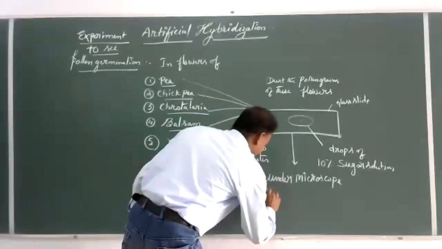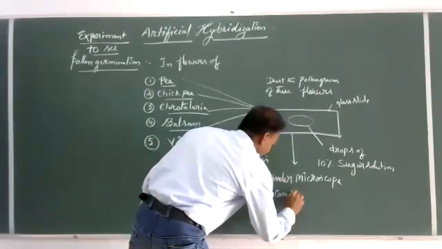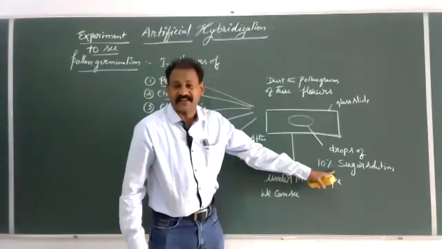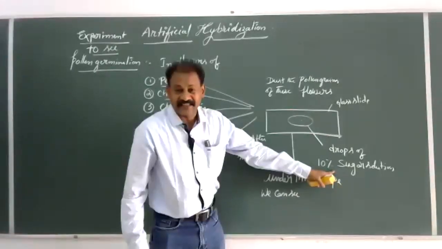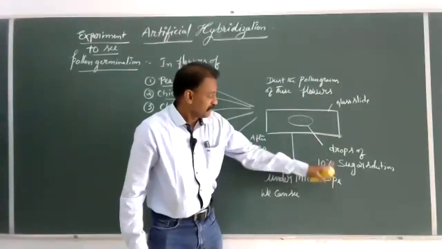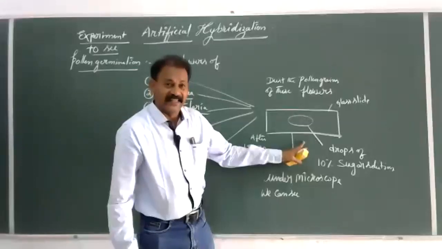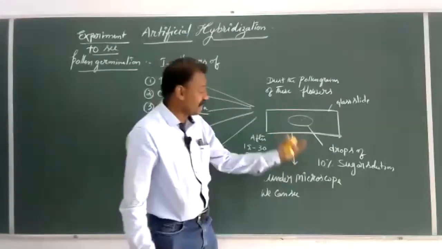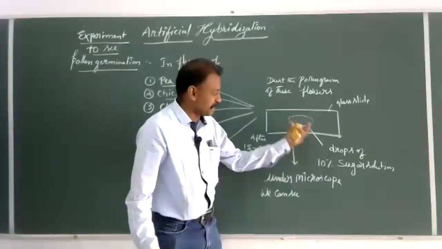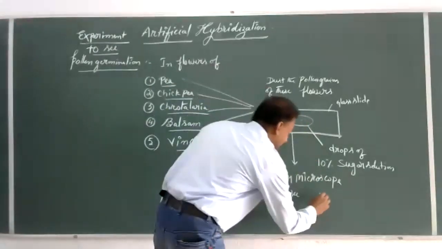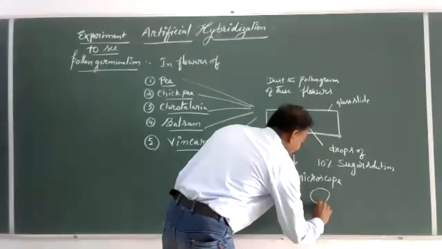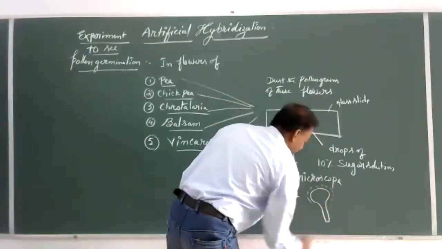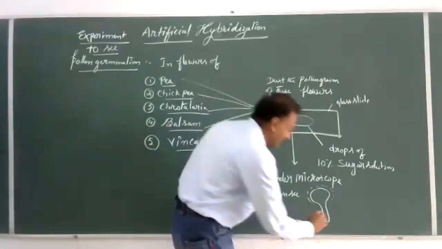We can see, due to the sugar solution concentration, from the areas of germ pores on the exine, the intine comes out. By dissolving the germ pores, the intine comes out and pollen are seen, whichever are showing pollen tube growth.